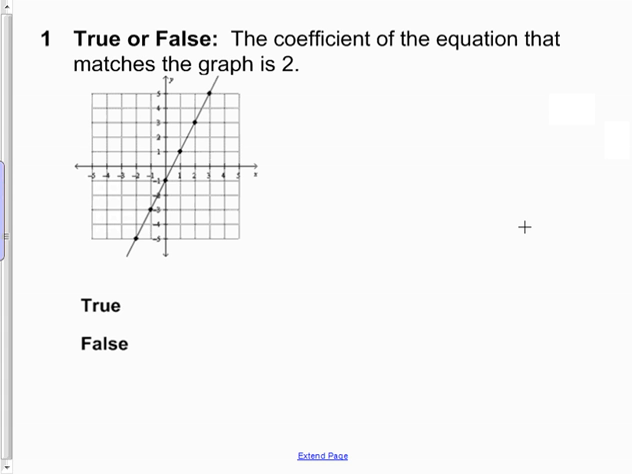All right, this is chapter 9 of your grade 8 textbook. This is the review, end of year review for your retesting purposes and for your preparation for your final exam on June 15th. The first question is true or false.